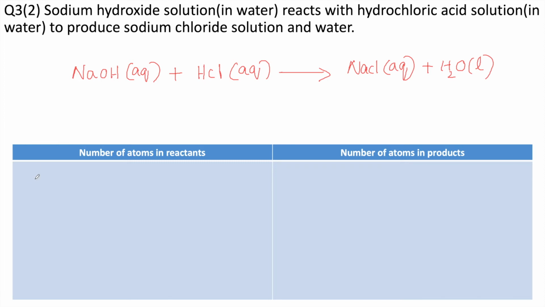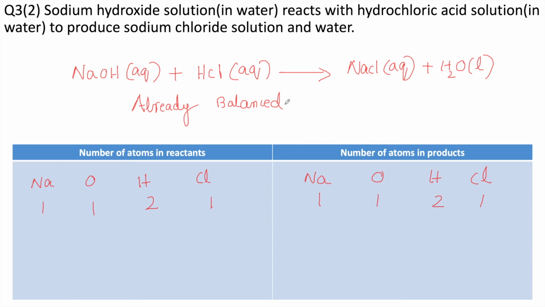Now we should balance it. Sodium, oxygen, hydrogen, chlorine. Sodium it's 1, oxygen it's 1, hydrogen here and here, so together it's 2. Chlorine it's 1. Sodium it's 1. Oxygen it's 1. Hydrogen it's 2. Chlorine it's 1. See, the equation it is already balanced. So we can write the chemical equation as it is.